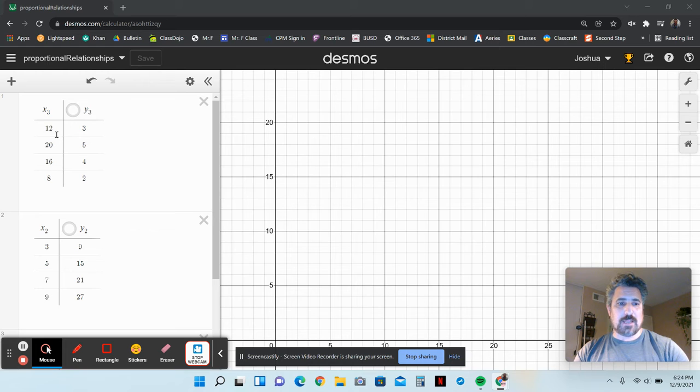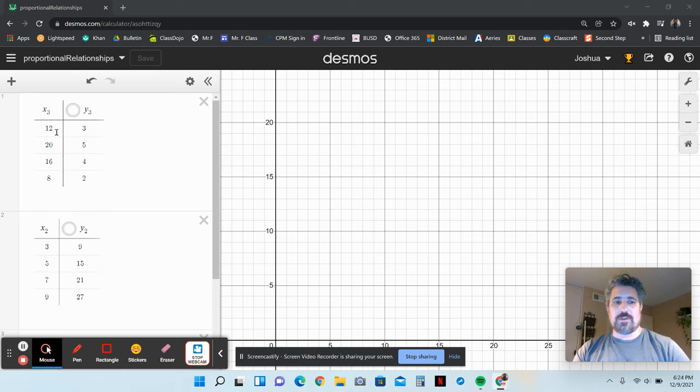So in this case, the first table, you can see when x is 12, y is 3. When x is 20, y is 5. When x is 16, y is 4. When x is 8, y is 2. So the question is, is this a proportional table? And in order to be proportional, the ratio of y over x is always the same. So basically you're asking yourself, is 3/12 the same as 5/20, the same as 4/16, the same as 2/8, right? And what we can see there is, yeah, it's always the same.